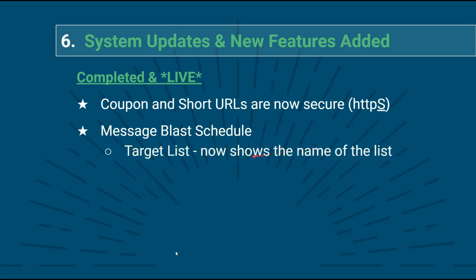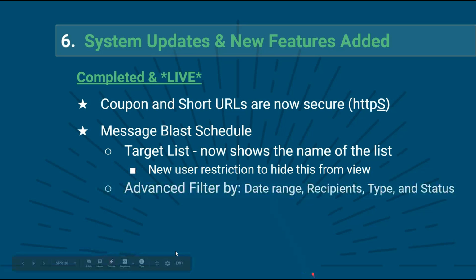On the message blast schedule, you'll now see the target list name. If you are sending to a target list, you'll see that the name now appears, which gives you a little more insight so you can clearly see who the message is going to. But when we added that, of course, somebody said, hey, I don't want my users to see the target list name. So we've also added a user restriction to hide this from view. If you have multiple people logging into the account and you want them to have limited permissions, you can now hide the target list name from view for those you don't want to have access to that.